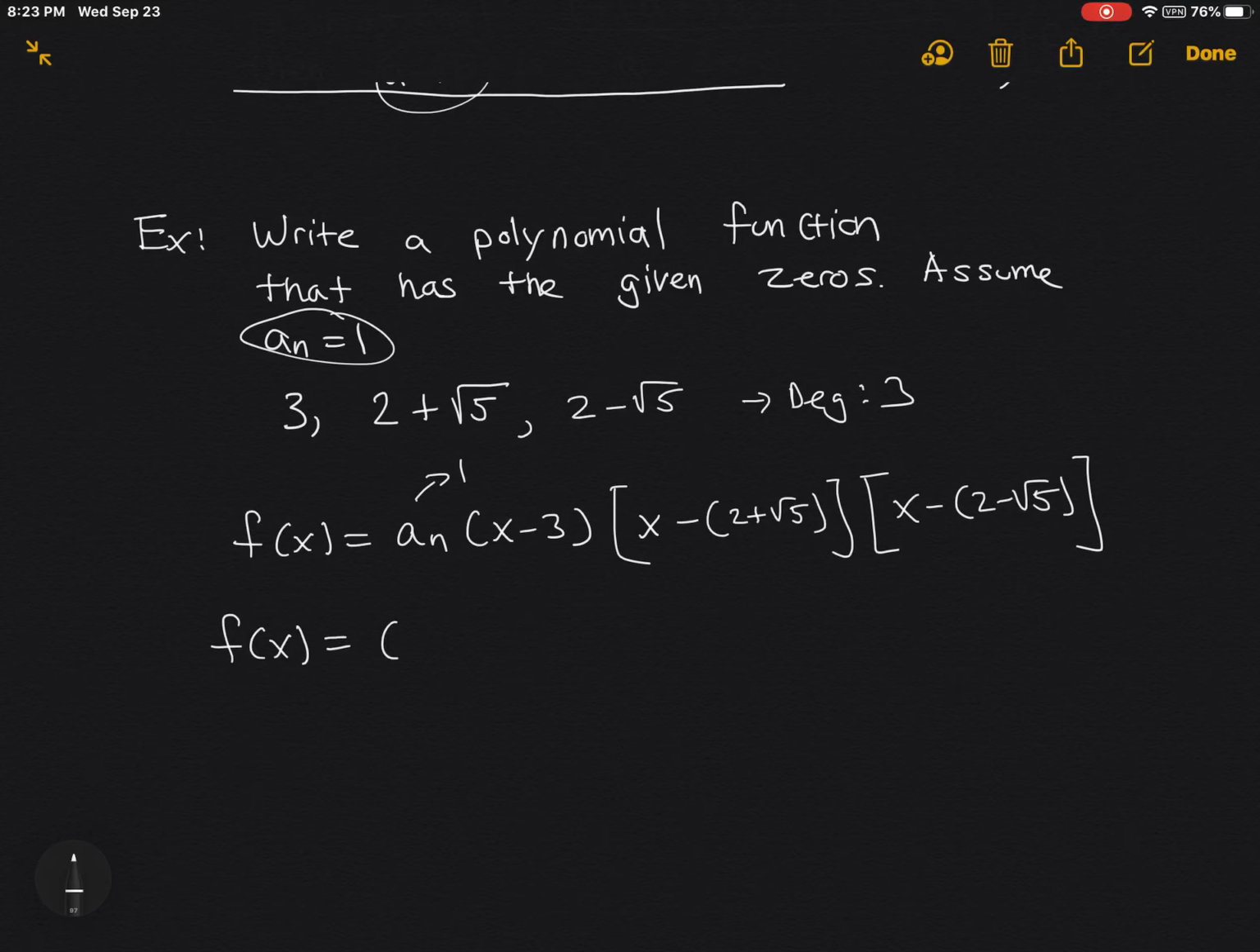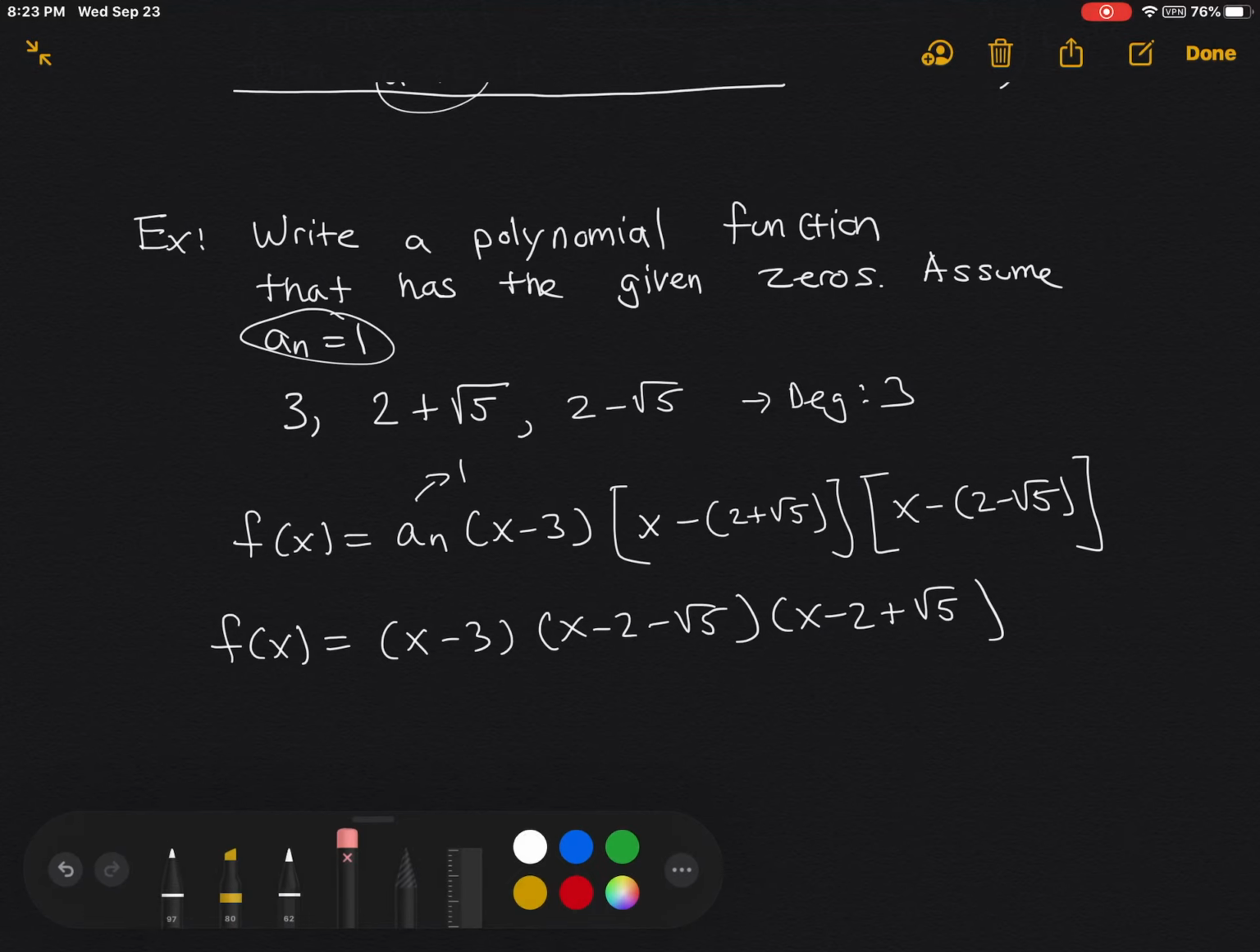So on this next line, what you want to do is just distribute that minus sign, and I'm going to do that now. So I have x minus 2 minus root 5, and I have x minus 2 plus root 5. At this point, you could probably figure out what the answer is just by multiplying a binomial times a trinomial times a trinomial. But on this particular line, this is going to be a key step right here.